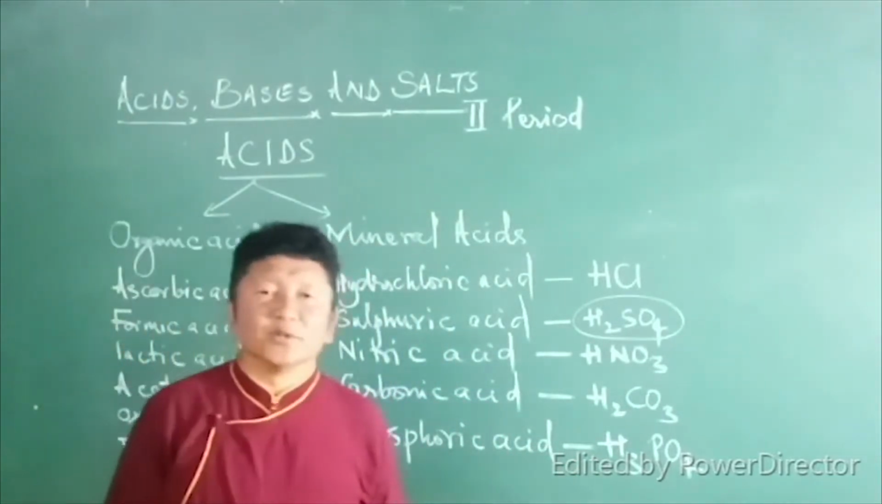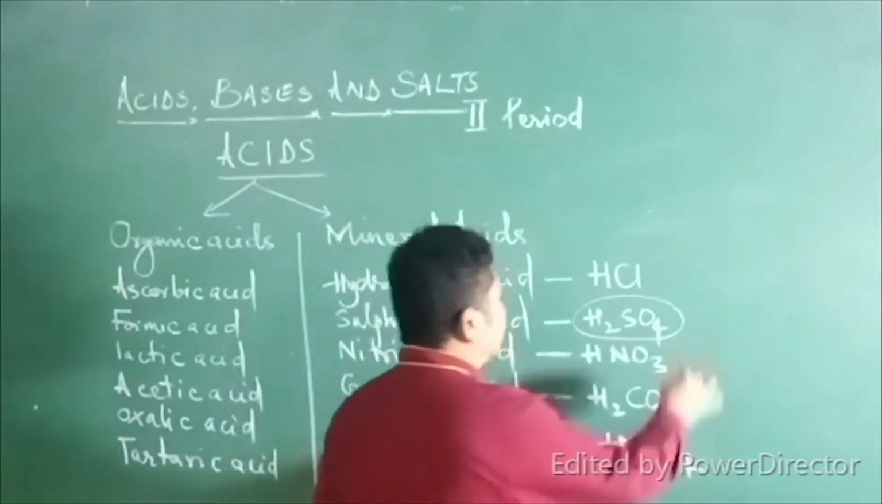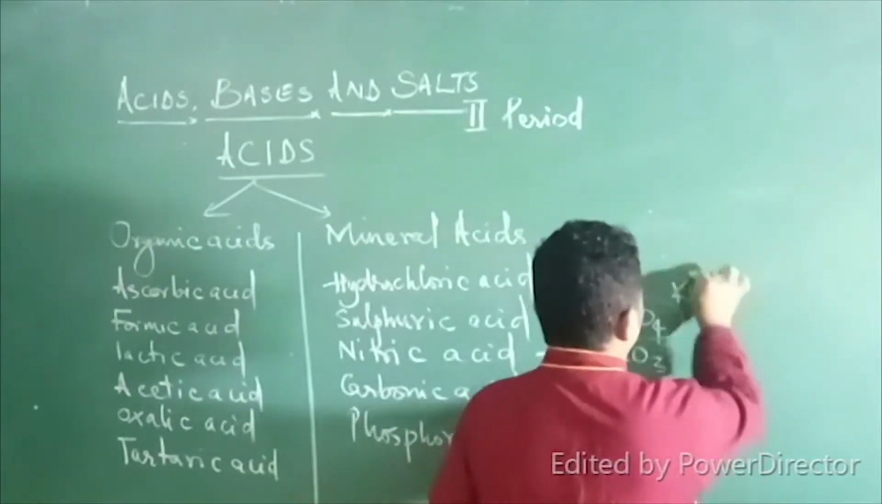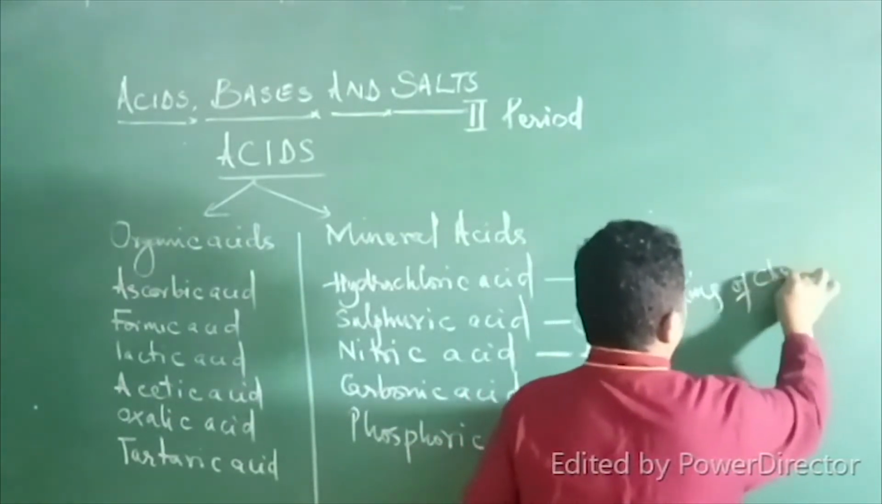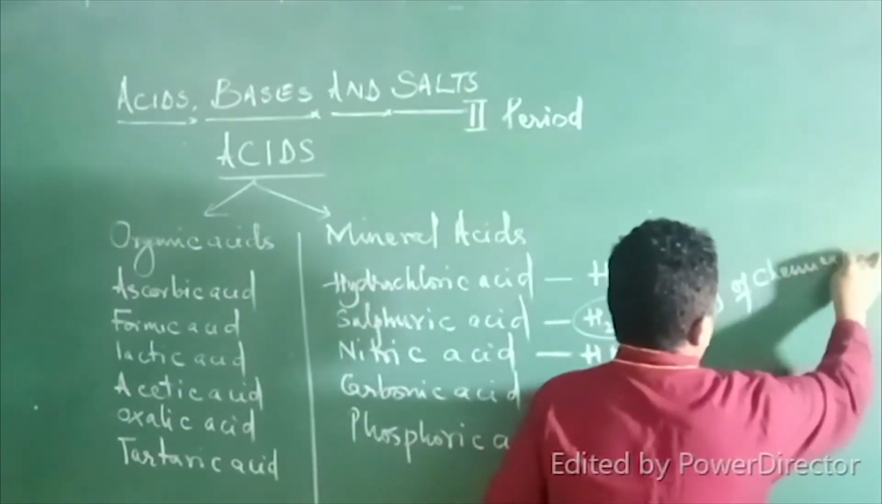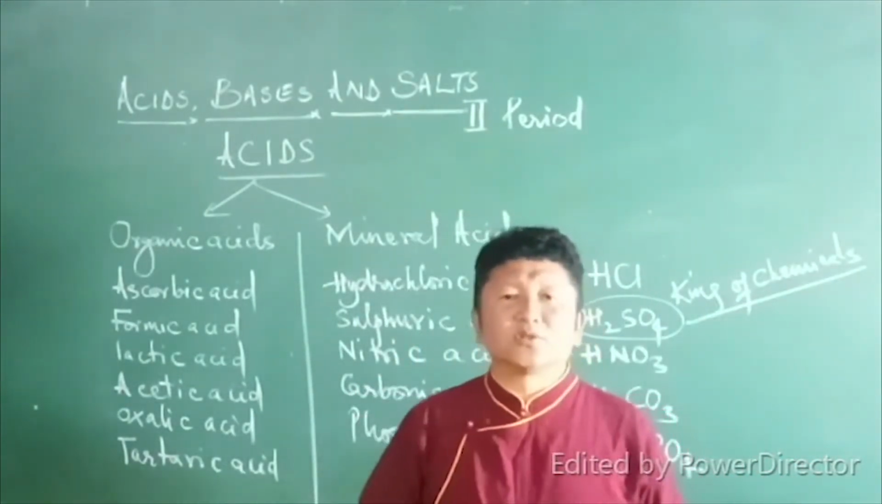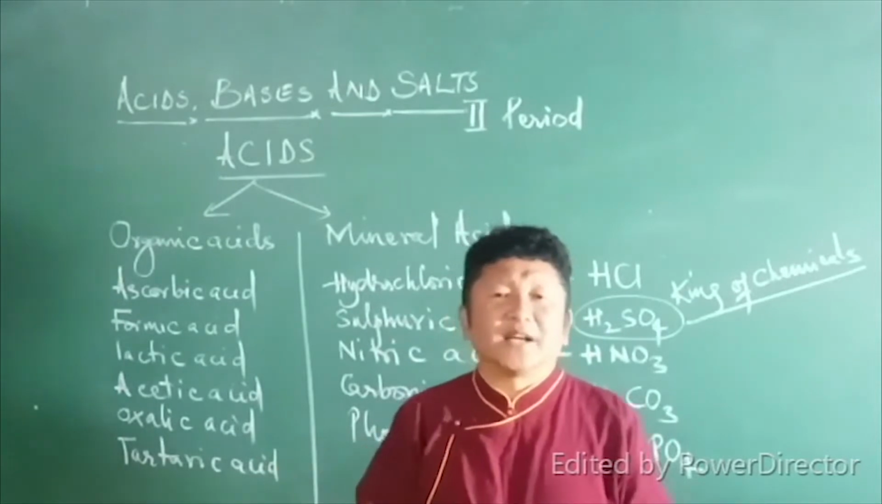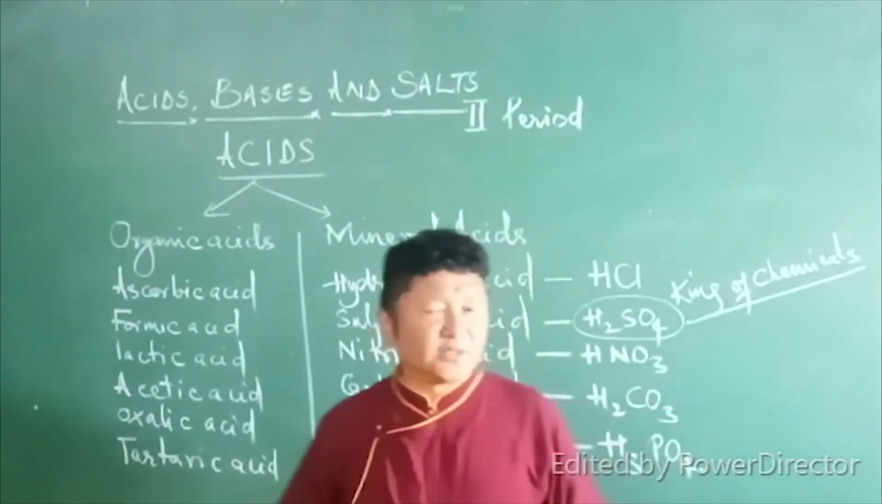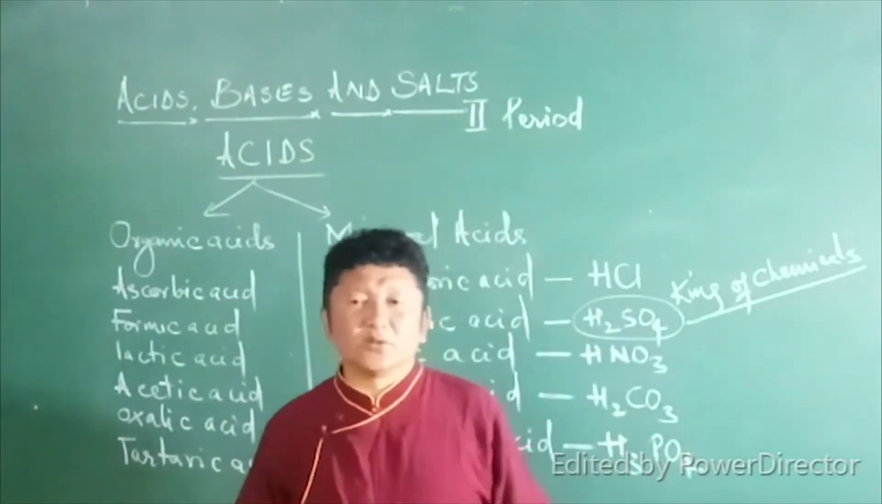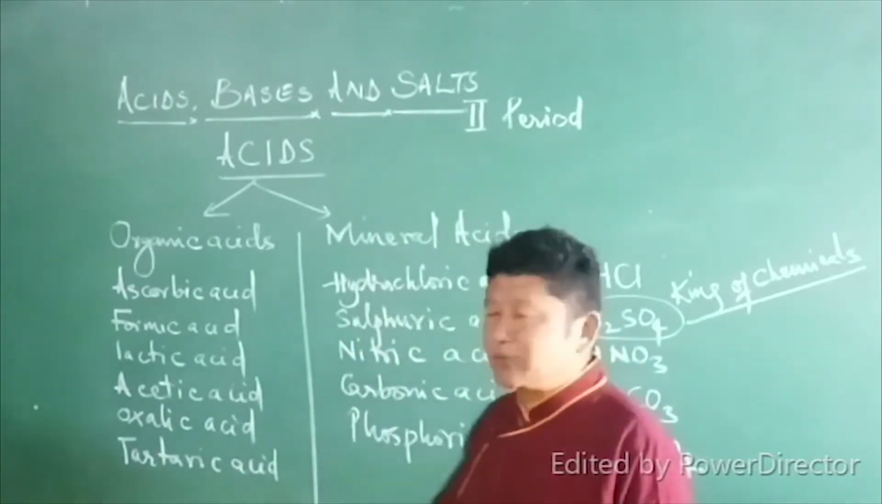Out of these, sulfuric acid is also known as the king of chemicals, because it is widely used in all kinds of chemical reactions.